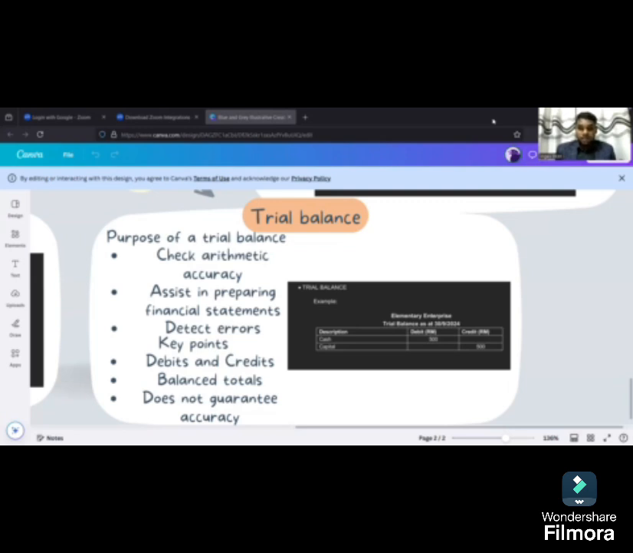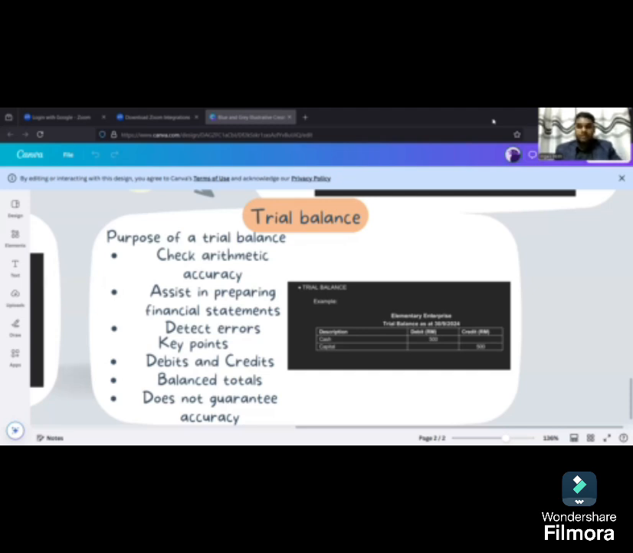The trial balance is typically prepared at the end of an accounting period as a preliminary step before generating financial statements like the income statement and balance sheet. The trial balance includes both debit and credit entries for each account, and the sum of debits should equal the sum of credits. If they don't match, it indicates that there is an error somewhere in the accounting records that needs to be identified and corrected.